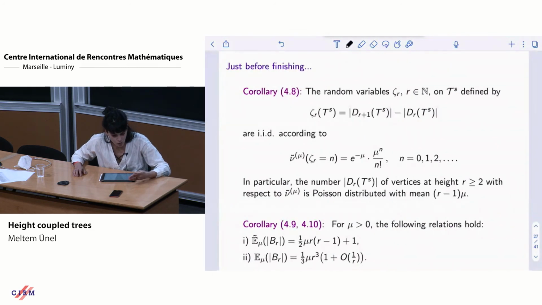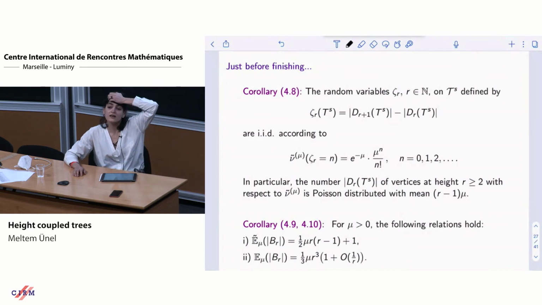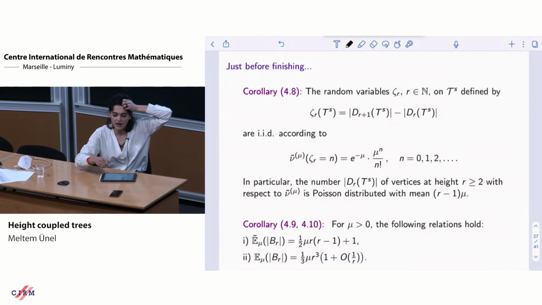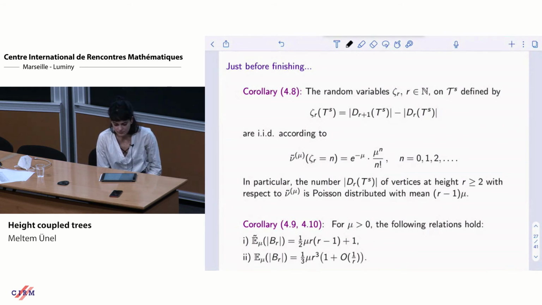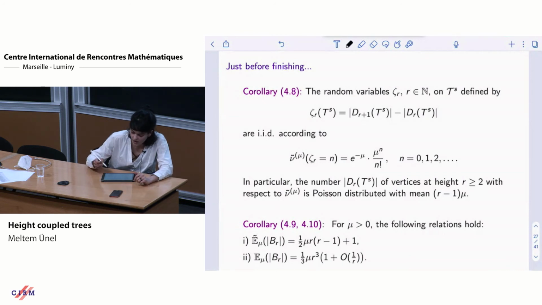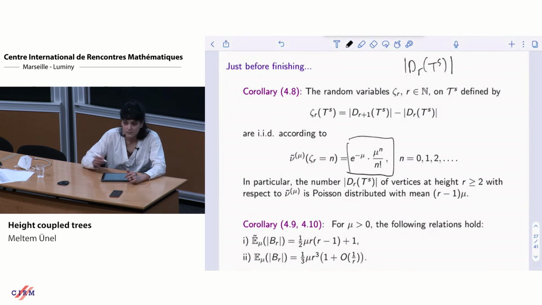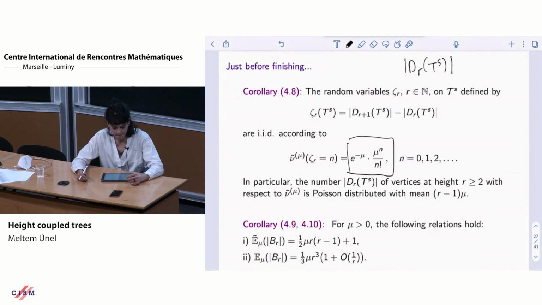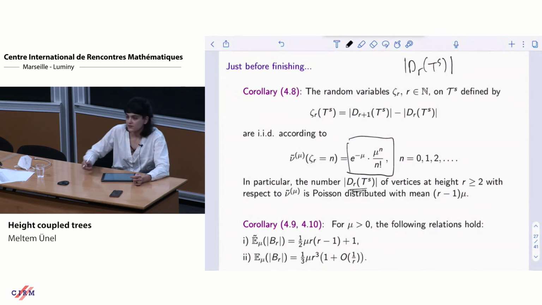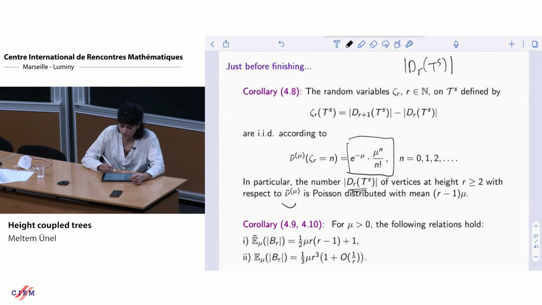And I have one last thing that I want to say before the end of the slides. And as I will have time, I will also mention another result for another height function. So these random variables d_r(t,s) constitute a random walk on the positive integers with Poisson distributed increments, which is given here. And these random variables themselves, with respect to the push forward measure, are also Poisson distributed with mean (r minus 1) times mu.